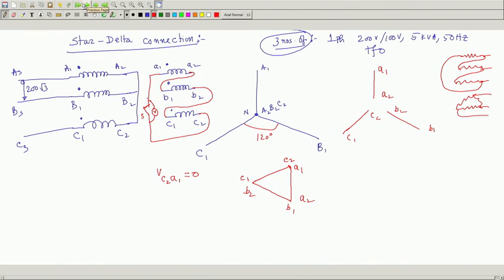Welcome to lecture number 36, and we have been discussing the three phase transformer connections. Recall that last time I was discussing star delta connections, and refer to this diagram where the primaries are connected in star on the HV side, applied voltage is 200 root 3.